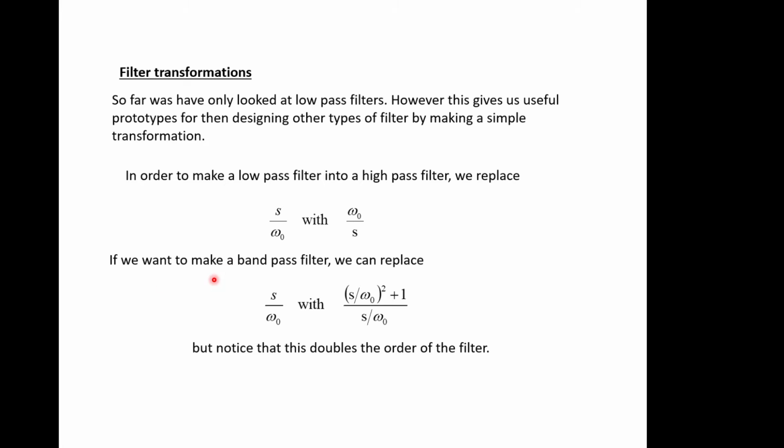And if we want to make a band pass filter, someone else has done all the work and has told us that we can replace our s over omega naught in our template with s over omega naught squared plus 1 over s over omega naught. So that obviously makes the maths a bit more complicated, but the principle is the same. But we have doubled the order of the filter because we've introduced an s squared term over here. So we've gone from s to s squared straight away. So that doubles the order of the filter, so it makes the circuitry a bit more complicated as well.